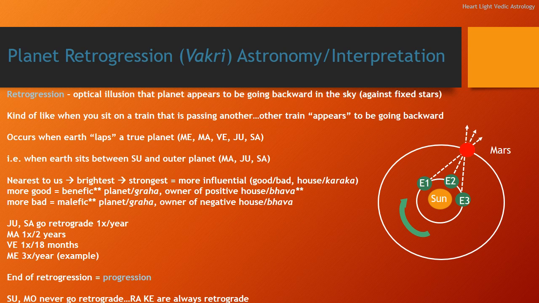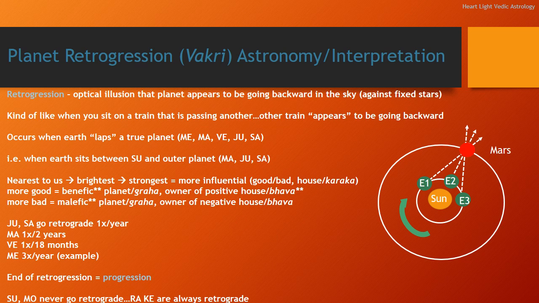All right, so this happens whenever the Earth laps a true planet. And the true planets are Mercury, Mars, Venus, Jupiter, and Saturn. Those are the only planets that are considered retrograde in this particular definition. For example, when the Earth sits between the Sun and one of the outer planets, and the outer planets are the slowest planets, so Mars, Jupiter, and Saturn, you will get this phenomenon.